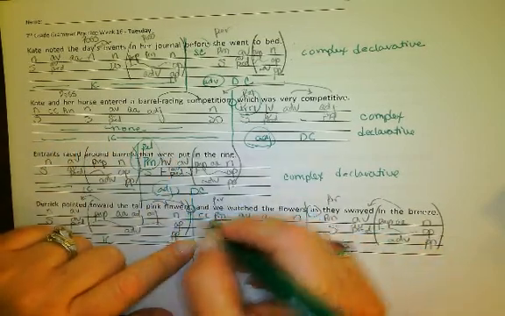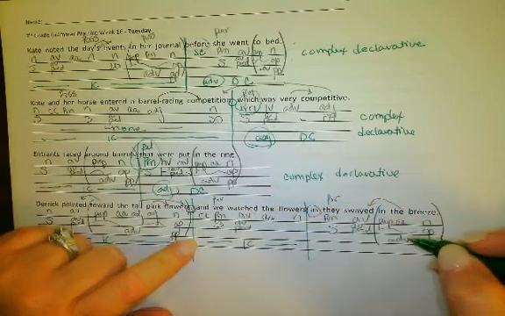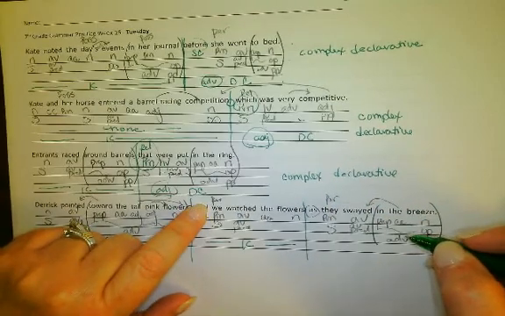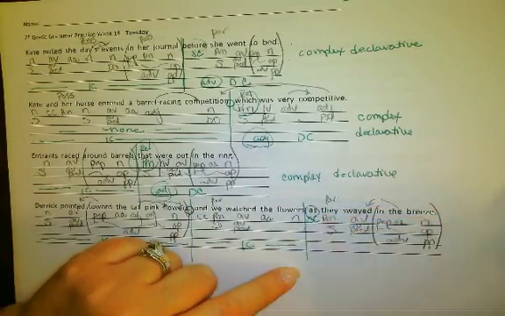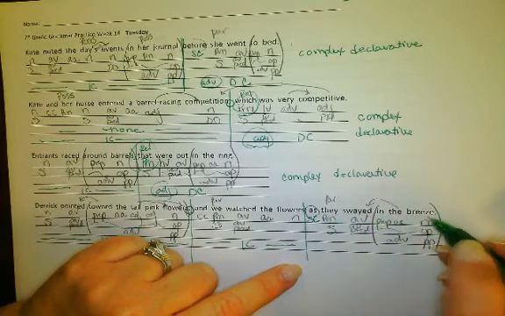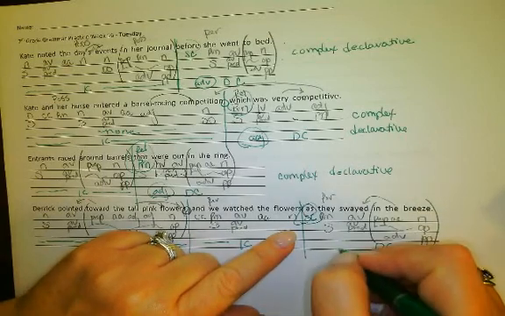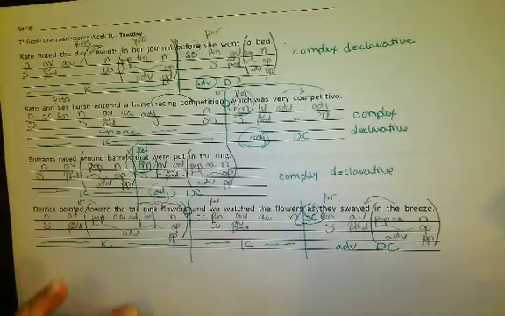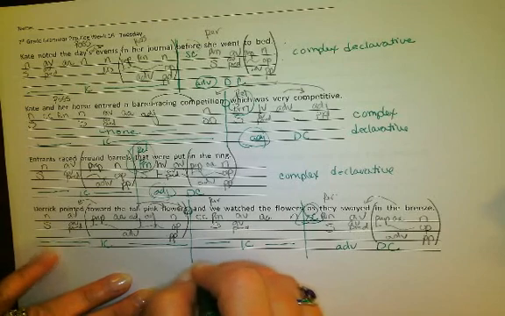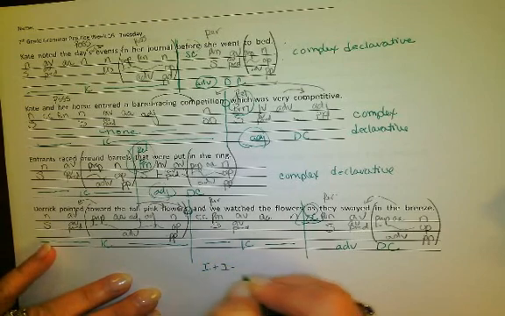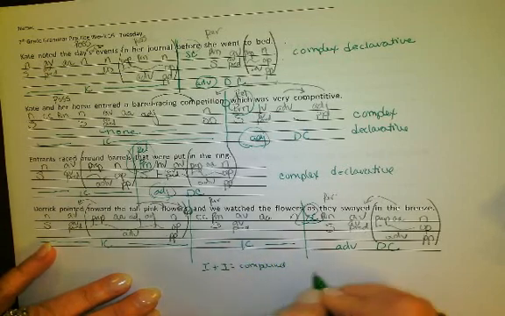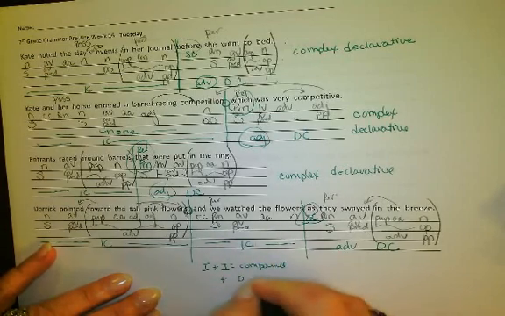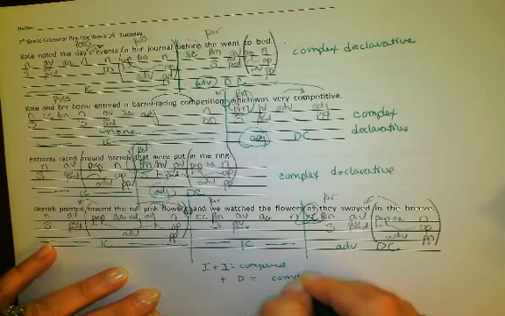As, in this case, is a subordinating conjunction. As they swayed is a dependent clause. It can't stand on its own, and it starts with a subordinating conjunction, which makes it an adverb dependent clause. We've got an independent plus an independent, which would be a compound. And then we have plus a dependent, which makes it a complex. So it is a compound, complex, declarative sentence.